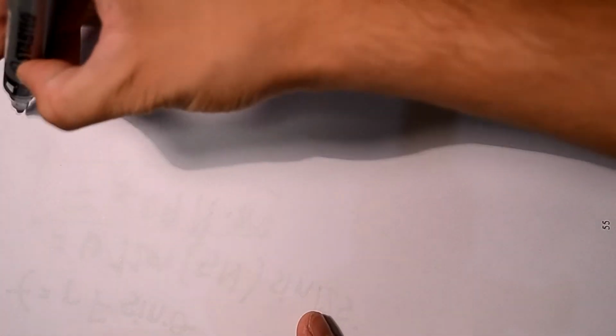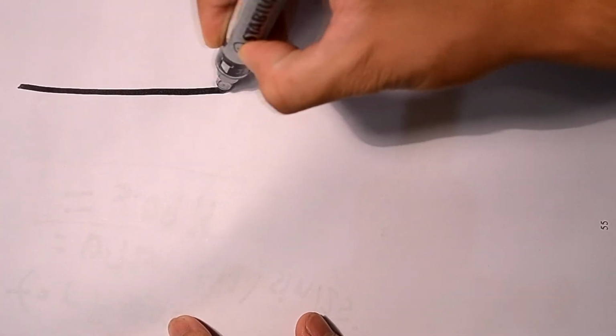So if we add these two, we will get negative 8.25 Newton meter, because this is 8.25 Newton meter and this is negative 16.5 Newton meter. If we get the summation of the torques, we will get negative 8.25 Newton meter.